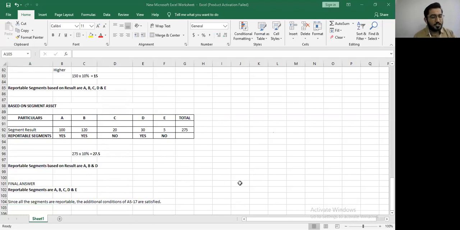Right, we're done with question number 4. Are you clear with this? Please let me know so that I can proceed to the next part of the standard. Please check and let me know. If you're clear with this, then we proceed.